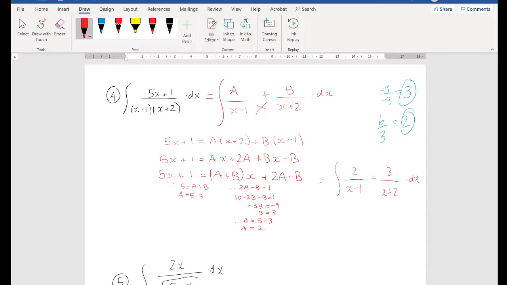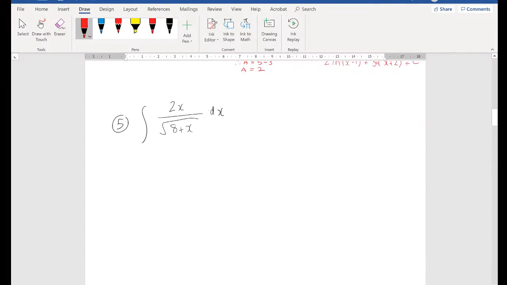It'll always just end up a log. From what I've seen on these types, yes, you'll get a log. The derivative at the bottom is not on top, but hopefully you're getting better at your logs, and you know that that's just going to be take the 2 out the front of log the bottom, and the 3 out the front of log the bottom, plus c. Alright.